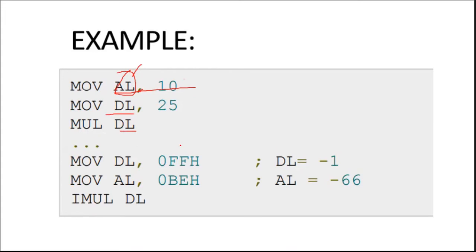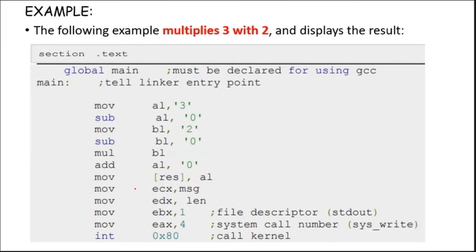Okay, that's all. And then in the signed case, for example, if you change this hexadecimal, you get -1. If you change this, you get this one. So in IMUL, it's also the same idea. Okay, it helps you to multiply 3 with 2. So you can follow along. It's just the same thing.